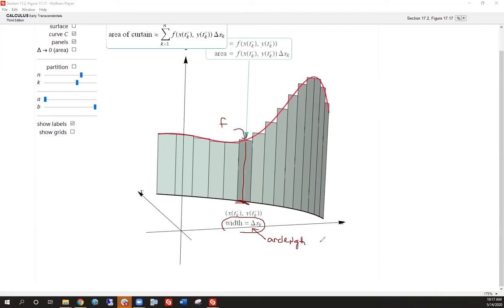Make sense? So you're going to end up with a whole bunch of rectangles. The area of a single rectangle is going to be the height, f, times the arc length, delta s. Questions?